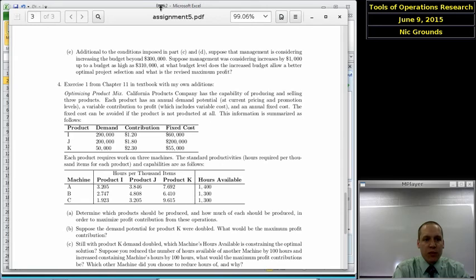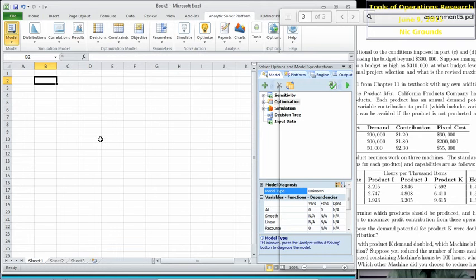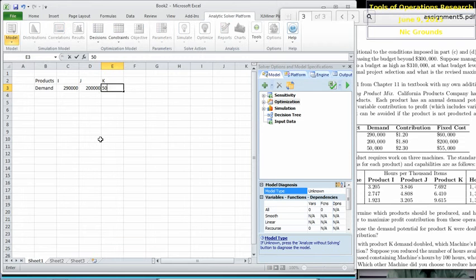So here we have all the numbers. I'm going to try to transcribe these into Excel. So we have our products, I, J, and K. And I'm just going to list out the various parameters that are going to be used in our model. So we know the demand for each product. We know the profit contribution for each product. That's per unit. And we know the fixed costs associated with paying the sales team to go out and sell the product to our customers.